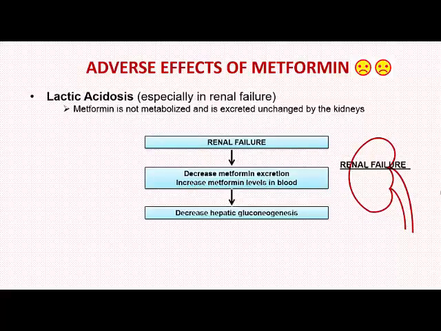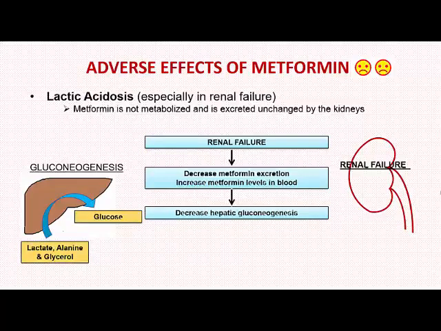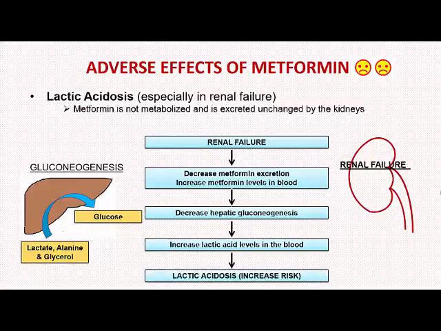We have already discussed that the primary action of metformin is to block hepatic gluconeogenesis. We also know that the main substrates for gluconeogenesis are lactate, alanine, and glycerol, which are converted to glucose in the liver. So once metformin levels start rising in the blood due to renal failure, it impairs or hampers hepatic utilization of lactic acid. This leads to an increased level of lactic acid in the blood. This may increase the risk of lactic acidosis in the patient.